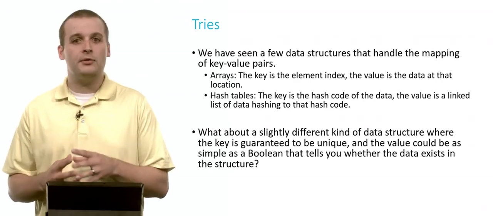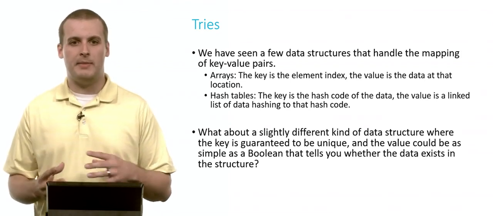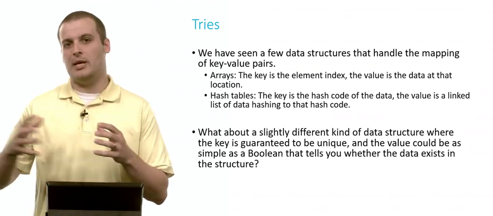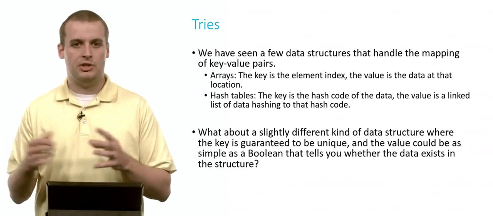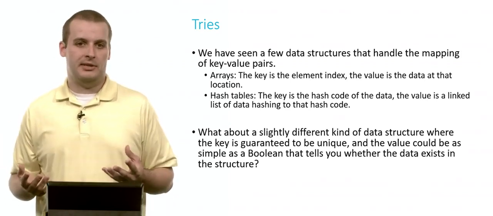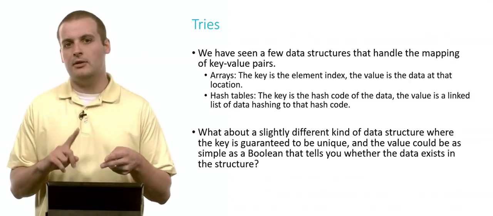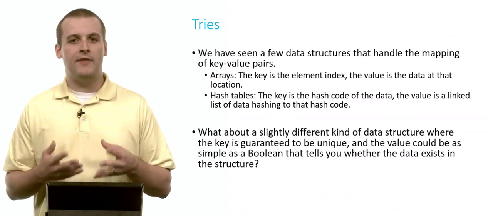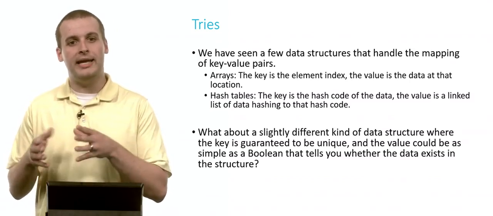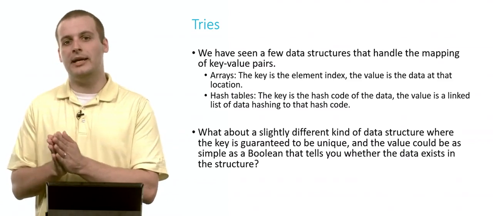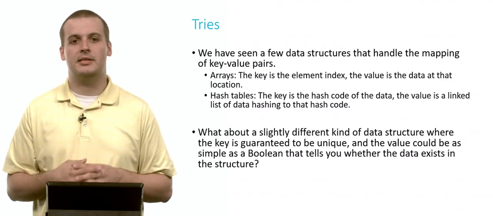So we've seen several different data structures that handle the mapping of so-called key-value pairs, mapping some piece of data to some other piece of data so we know where to find information in a structure. For an array, for example, the key is the element index, array location 0, array location 1, and so on. And the value is the data that exists at that location. So what is stored in array 0? What is stored in array 1 versus just 0 and 1, which would be the keys.